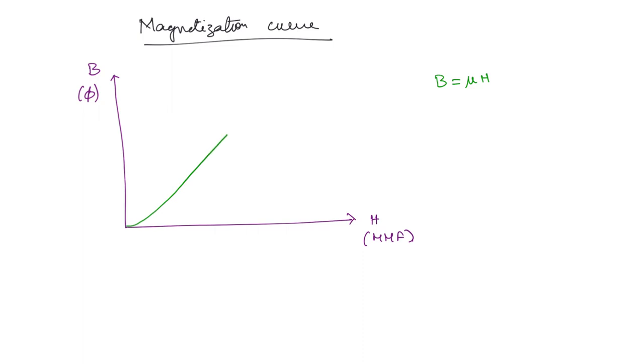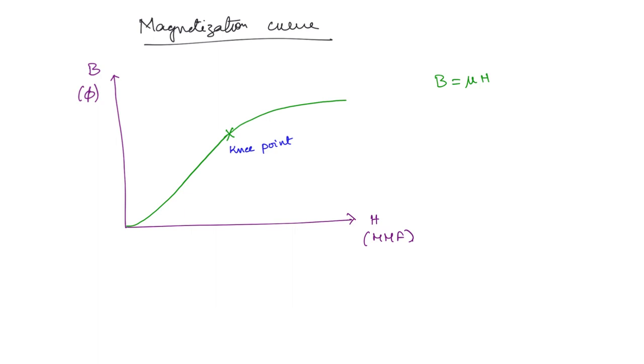Now after a certain point, what is going to happen? At that certain point, we call it the knee point, the curve starts becoming non-linear. That means the slope is changing, that is, the permeability is now a variable quantity. This is happening because of something called saturation. In a magnetic material, you're going to have magnetic dipoles, right? Now these magnetic dipoles align themselves in the direction of the external magnetic field.